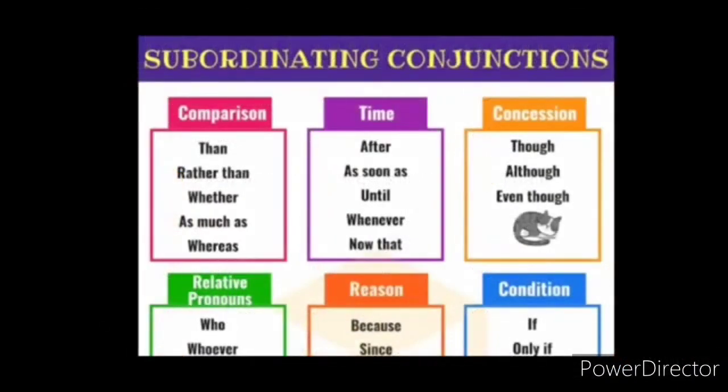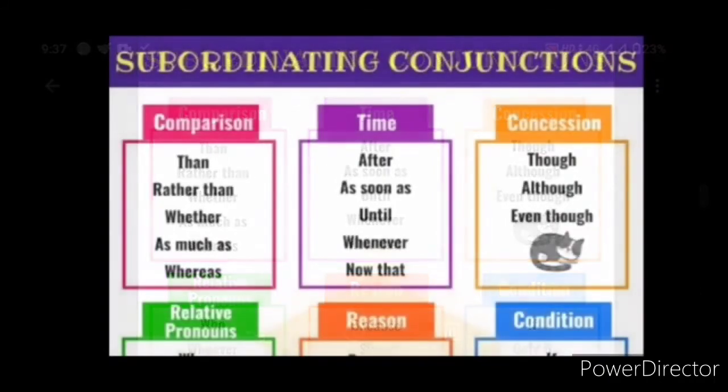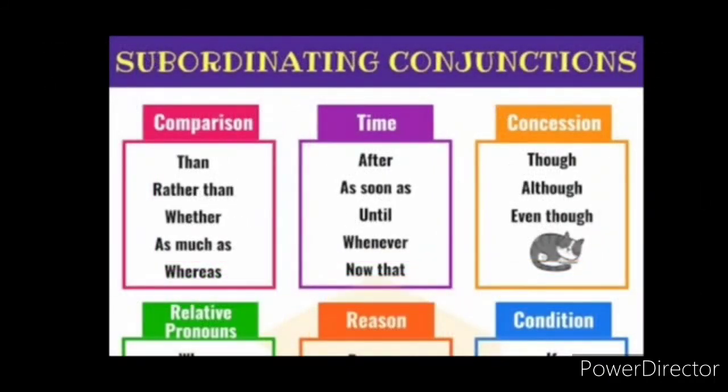And now let's categorize the subordinating conjunctions one by one. First one, see here, comparison. For comparing things, these are the subordinating conjunctions we use in a sentence: than, rather than, whether, as much as, whereas. Then for referring to time, we have subordinating conjunctions like after, as soon as, until, whenever, now that.